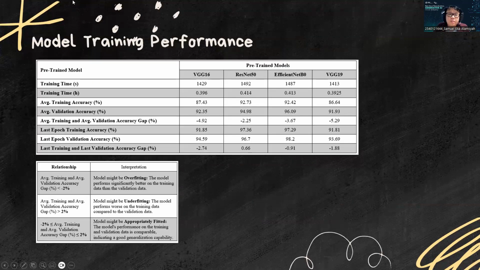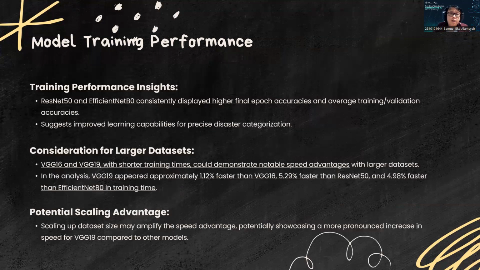And our model training performance can be shown in this table, with the second table showing the relationship and interpretation. For the training performance insight, ResNet 50 and EfficientNet B0 consistently display higher final epoch accuracies. For consideration of larger datasets, VGG16 and VGG19 with shorter training times could demonstrate notable speed advantages. VGG19 appeared approximately 1.12% faster than VGG16, 5.29% faster than ResNet 50, and 4.98% faster than EfficientNet B0 in training time. For the scaling advantage, scaling up the dataset size may amplify the speed advantage, potentially showcasing a more pronounced increase in speed for VGG19 compared to other models.